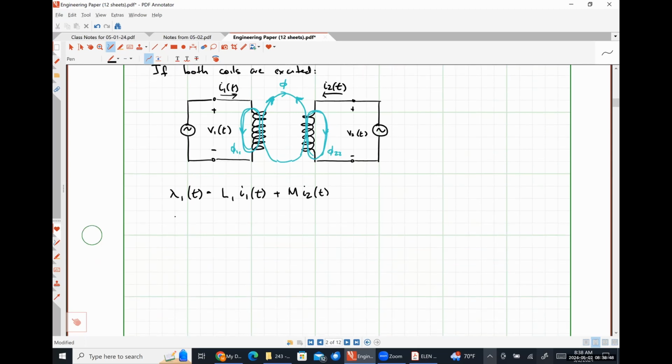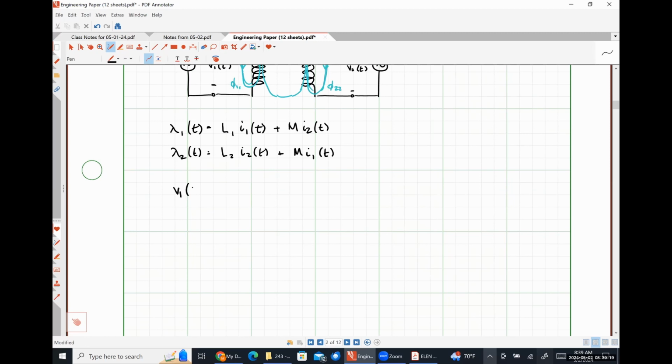Very similarly, we'll have a flux linkage lambda 2 that will be L2 I2 plus M I1, so that the total voltage winds up having not only a self-induction term, but also a mutual induction term. The total voltage across coil 1, V1, is nothing more than the derivative of that flux linkage. That's going to look like L1 times di1 by dt plus, for now, M times di2 by dt.